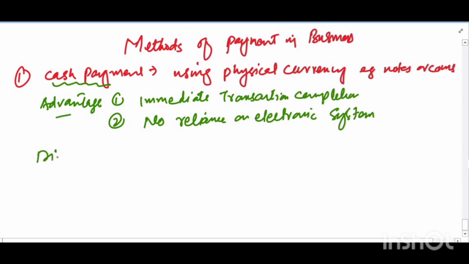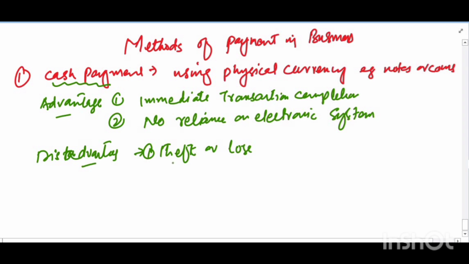And now what are the disadvantages of cash payment? The first one, there is a risk of theft or loss. You may lose the money, or there may be a thief. So this is the disadvantage. If you have money in your hand, there is definitely a risk of theft, or maybe you lose the money.